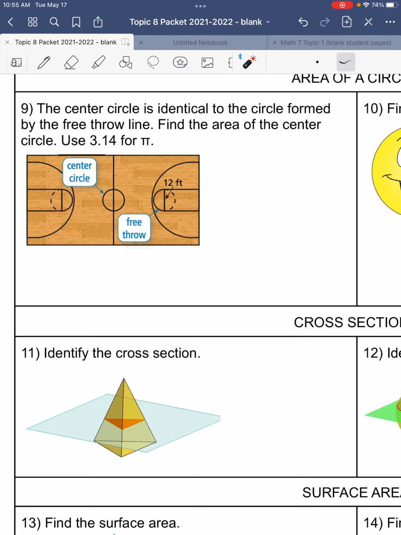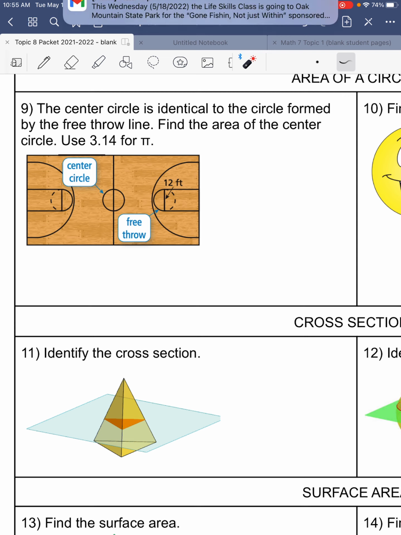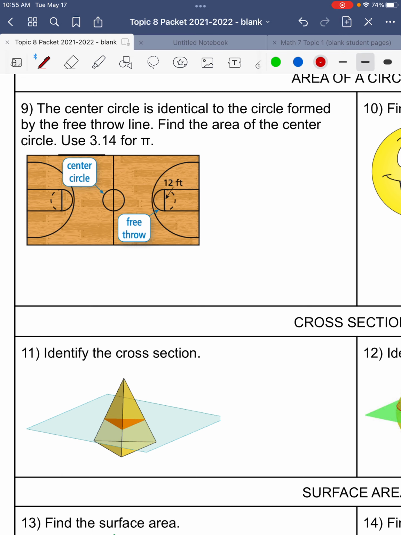And we're finding the area, how much space that center circle takes up. Now it's important to know that it's identical to the circle formed by the free throw line because we have this measurement here, 12 feet. Now, why is 12 feet significant? Well, it's significant because that is my diameter. So if my diameter is 12 feet, can I figure out my radius? My radius is just half of that, so it's 6 feet.